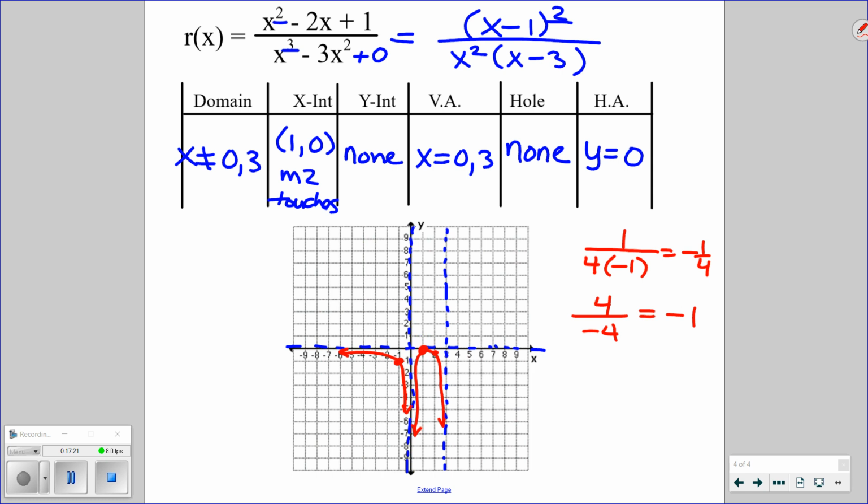And then I might even plug in positive 4, which is to the right of the second VA. So if we do that, we'll get 4 minus 1, which is 3. 3 squared is 9. Okay, 4 squared is 16, but then times 4 minus 3, which is 1. So we get 9 over 16, which is pretty close to a half, but it is a positive y value, so that tells me the graph is going to look like this. So we did have to plot some additional points on this graph, but we were able to get a pretty good sketch of it without plotting a whole bunch of points.